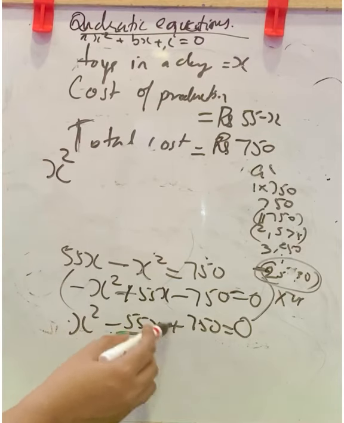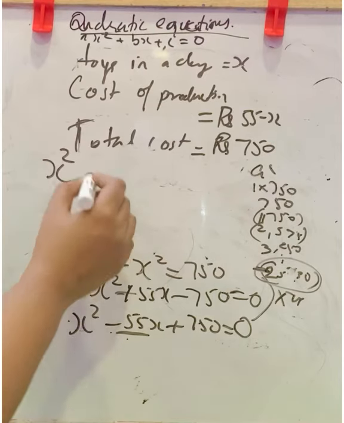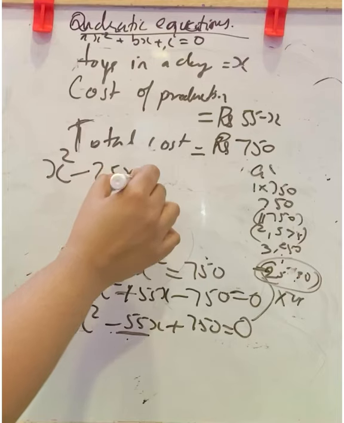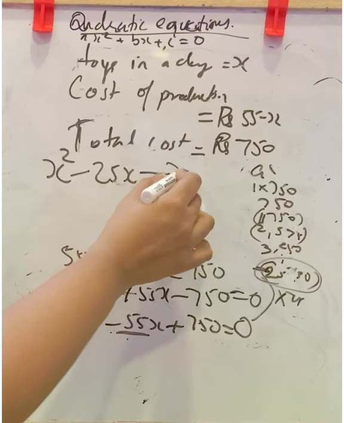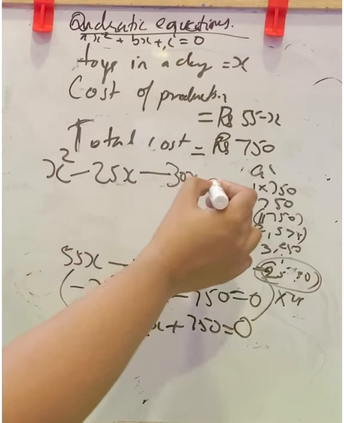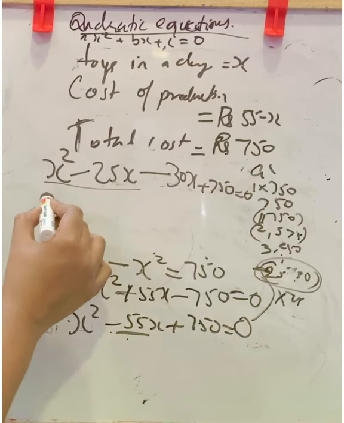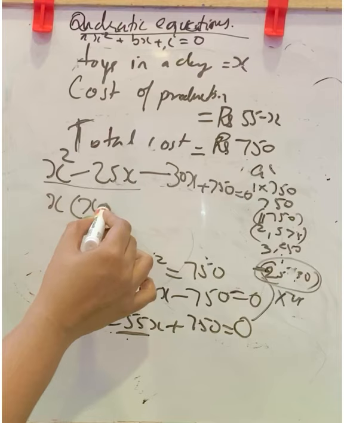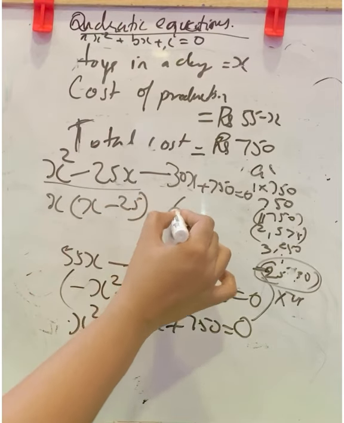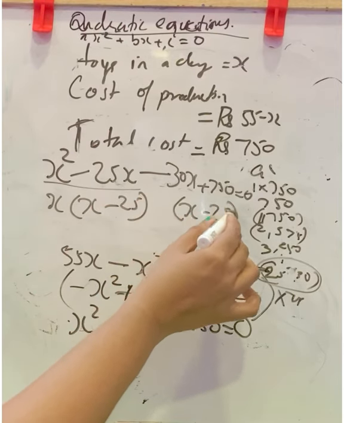x square, this is the middle term and we are splitting it as minus 25x minus 30x, that is minus 55x, plus 750 equal to 0. From these two terms, x is common. The balance will be x minus 25. So write x minus 25 here.